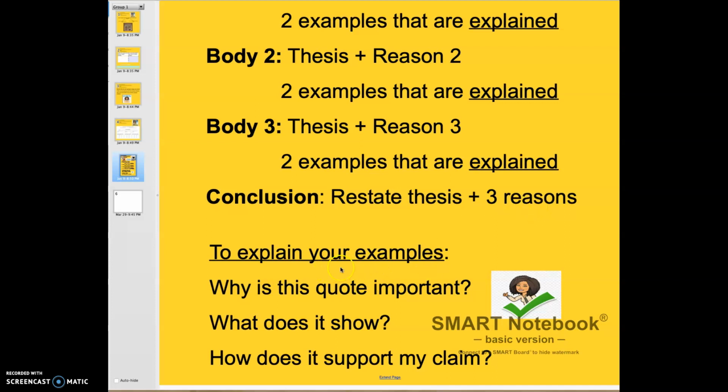Do not forget that to explain your examples, you want to think, why was this quote important? What does it show? And how does it support my claim? I noticed a lot of kids were missing out on that interpretation of their examples in the first essay we did last week. So don't forget to get back to interpreting your actual examples for each of your reasons.